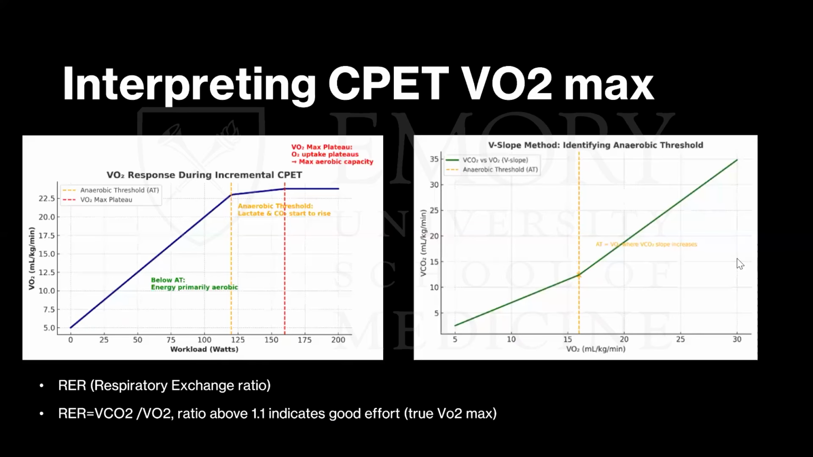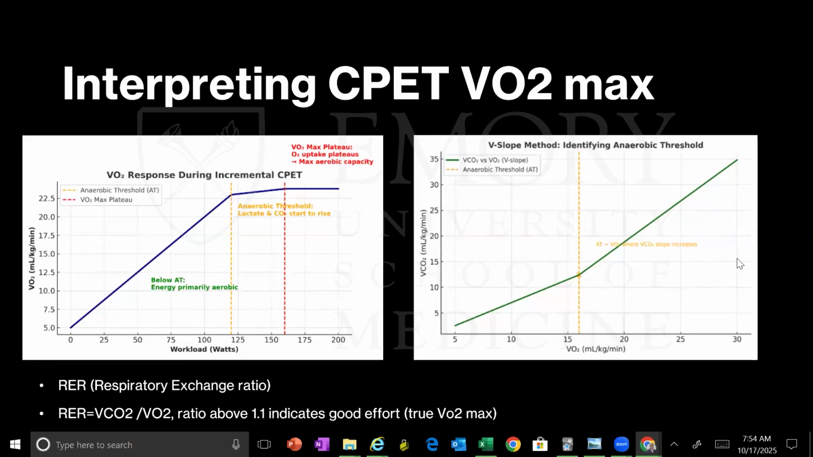So now let's go into some of the science and what it means in the lab when you're doing a CPET. What I have over to the left here, we're going to be looking at how you actually get your VO2 max, that plateau. The x-axis here is going to be your workload, expressed in watts. And then, of course, your y-axis is your VO2, your oxygen consumption.